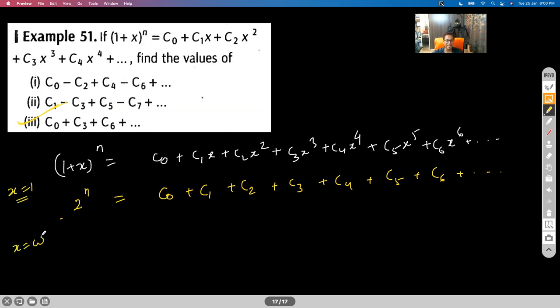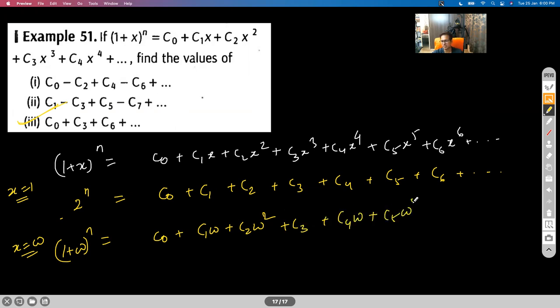Now put x as omega, the complex cube root of unity. So when you put omega, you end up getting C0, C1 omega, C2 omega square, C3 omega cube, which is back to C3. C4 omega, C5 omega square, C6 omega 6 is back to C6.